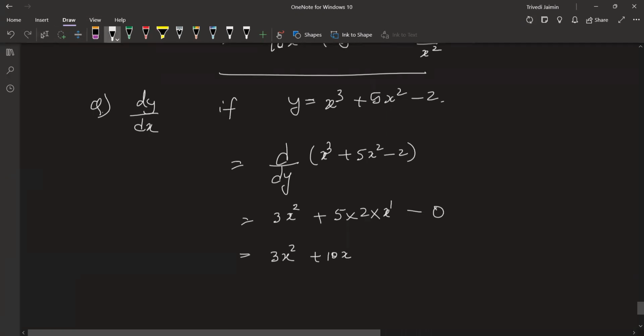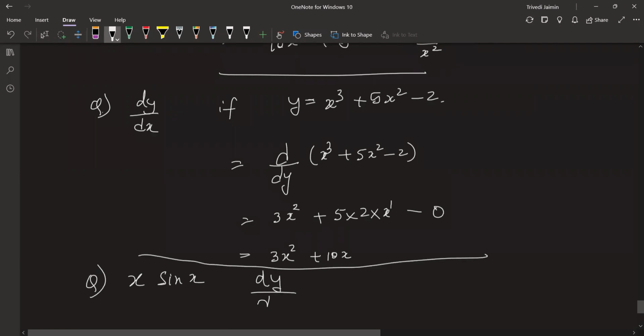Okay. Let's try this question. x sin x. Find dy by dx. y equals to this one. So which rule you will use? dy by dx of sin x is cos x. Yes, but here we will use something else. What is it? Product rule.